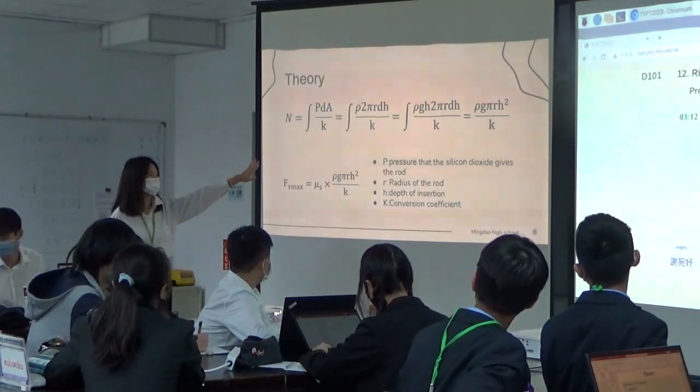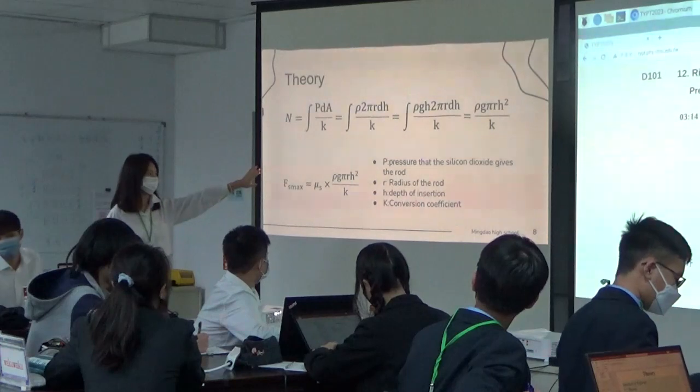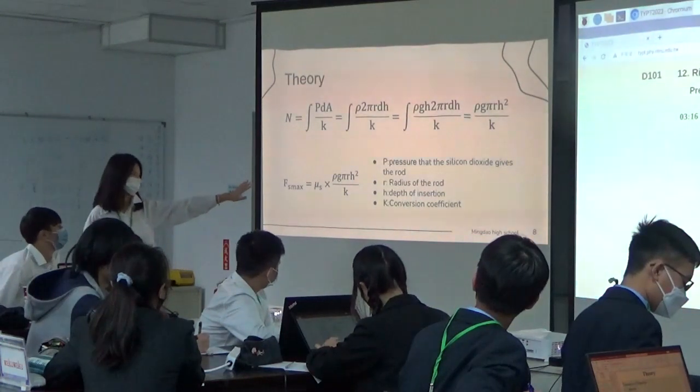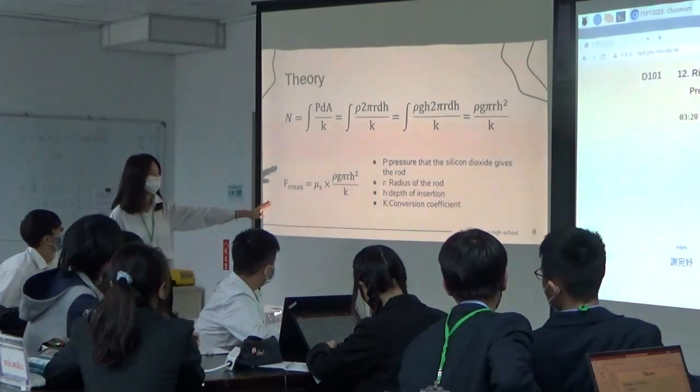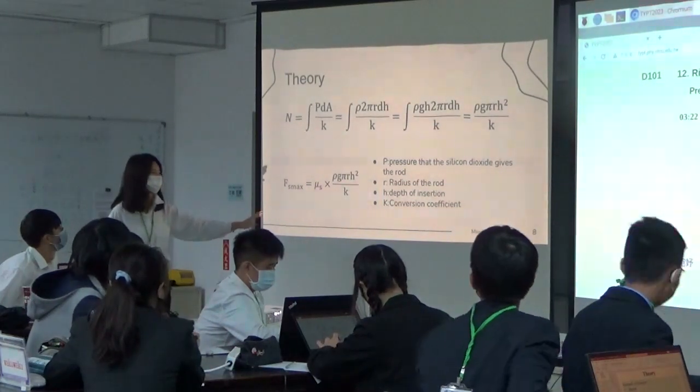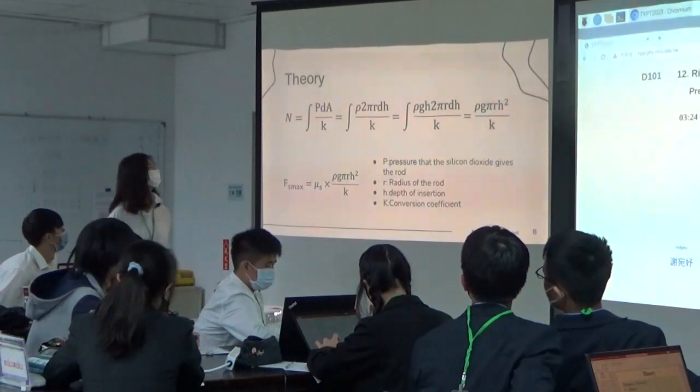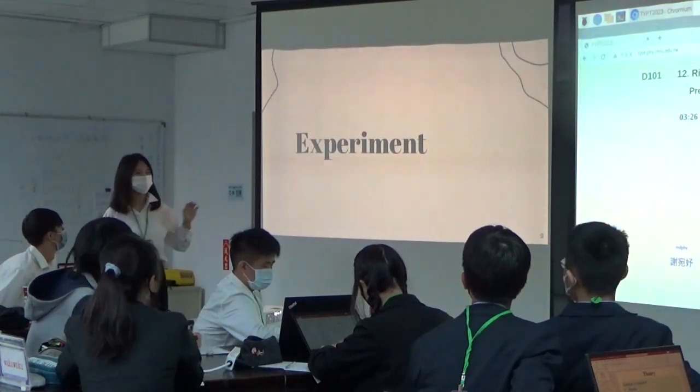For our formula, P is the pattern that the silicon dioxide gives the rod, R is the radius of the rod, H is the depth of the insertion, and K is the conversion coefficient. And for our experiment.